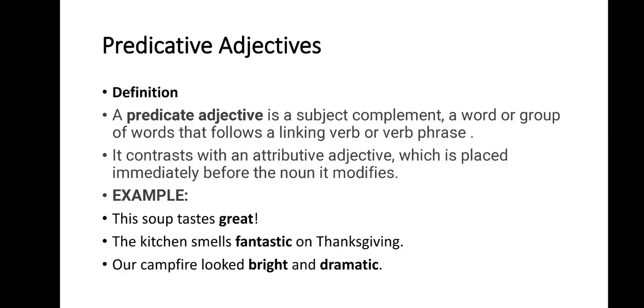Now see the example. This soup tastes great. Okay, so the word great is a predicative adjective that comes after the subject complement. The subject is soup here and this word great complements the taste of the soup. Understood? How does it taste? It tastes great.